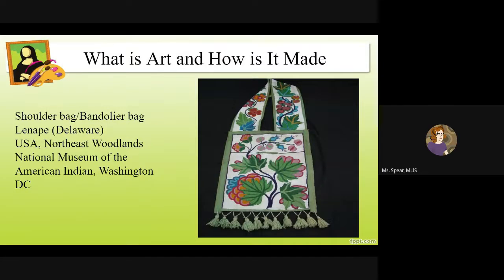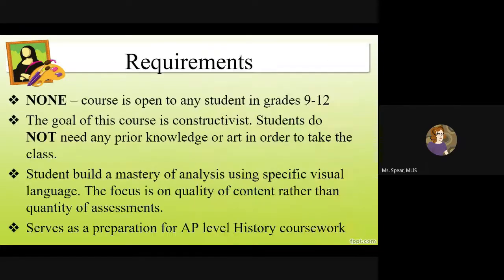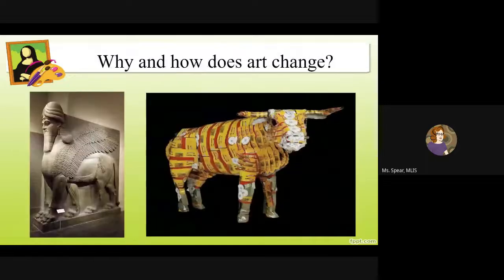We do a variety of analysis. So we do technique analysis. We have a variety of works from a number of different societies. So this is the Lenape tribe from Delaware, and this is a bandolier bag, a representation of textile art. So students will learn how an artwork is created, why it was created, the importance of that work within society, and how art changes over time.